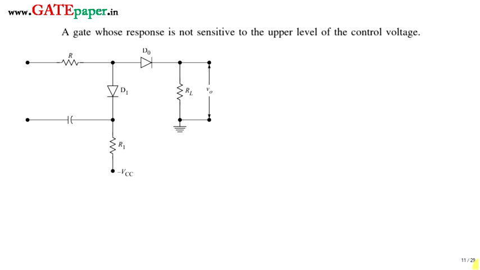Now look at this one. This is a gate whose response is not sensitive to upper level of control voltage. So it is not sensitive to V1. Whose response, that is output V0, is independent of V1. That means you may get V0 equal to Vs itself, not plus V1.